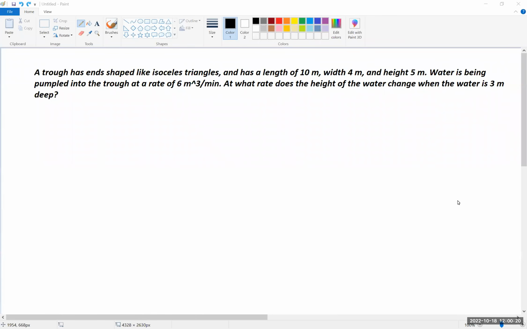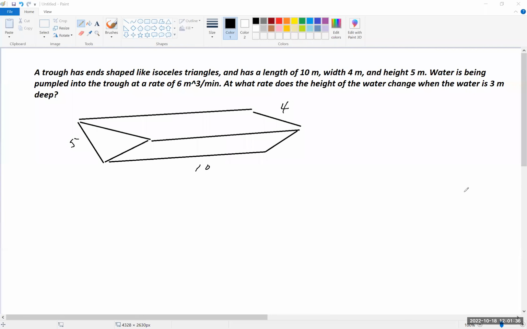All right, this problem says a trough has ends shaped like isosceles triangles and has a length of 10 meters, width of 4 meters, and a height of 5 meters. So let's go ahead and draw that. Okay, so I paused it real quick and got this drawing on the screen.